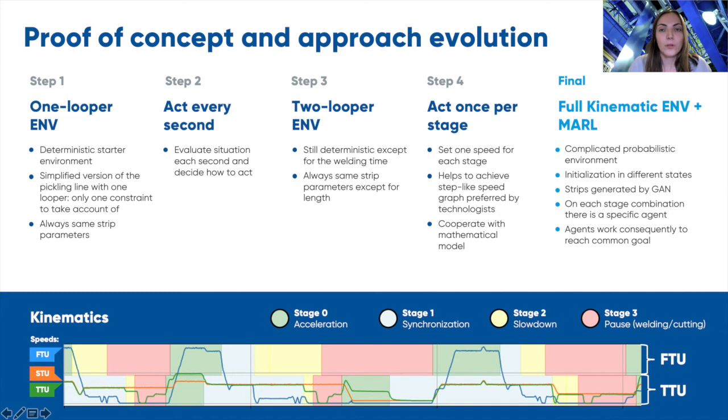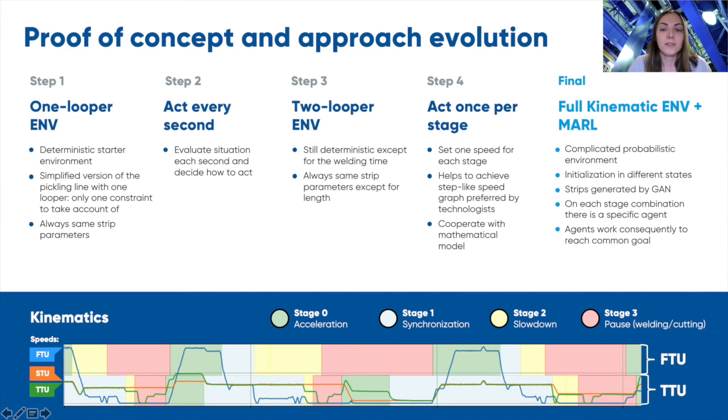Inspired by this fact, we created an agent that sets speeds once in a stage combination. This approach also coincides with the desire of the technologists to get a step-like speed graph, as it provides better quality of steel. We tested this approach on a simplified two-looper environment. This environment also has more probabilistic parameters inside. Here we were pleased with the results, stated that the proof of concept was successful and started to integrate all of our full-scale building blocks together.